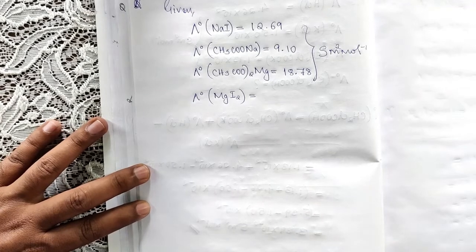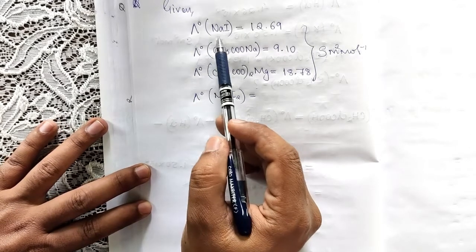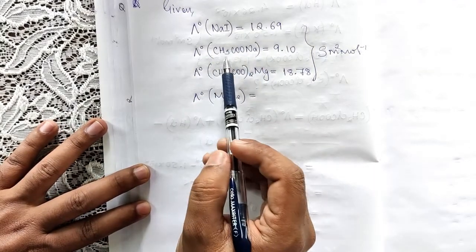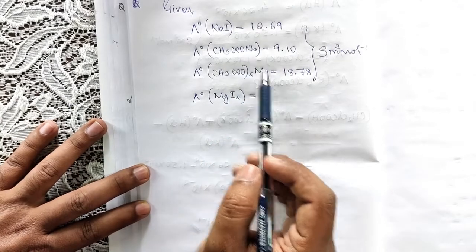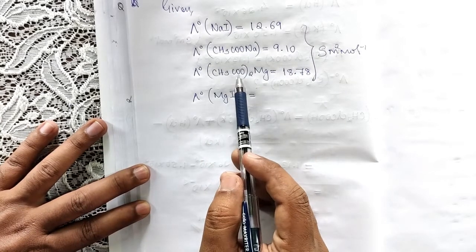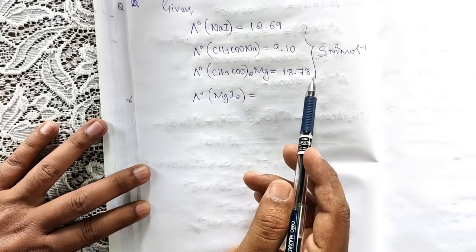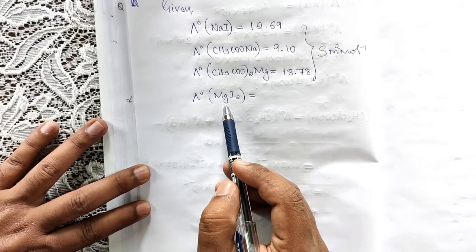So here is our given. Molar conductivity of NaI is 12.69, CH3COONa, sodium acetate, is 9.10, and (CH3COO)2Mg is 18.78. We're going to calculate for MgI2.